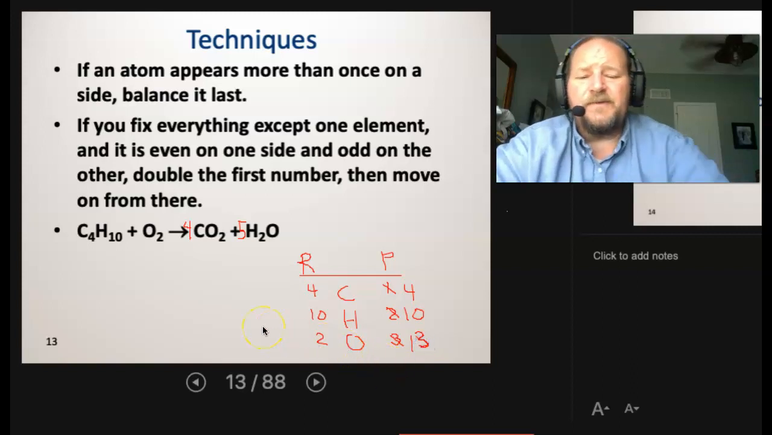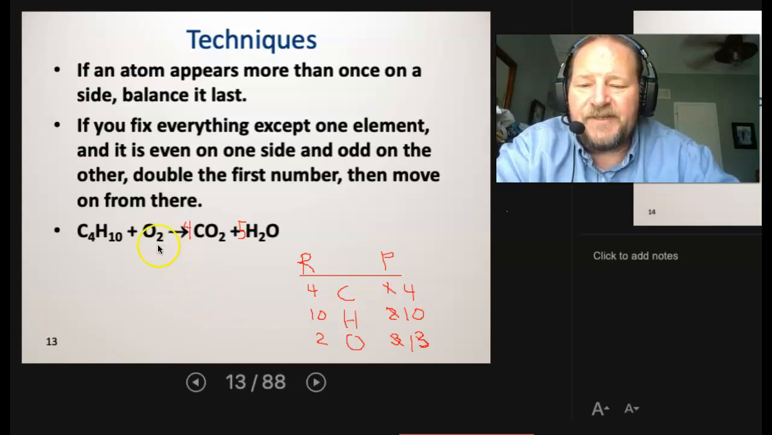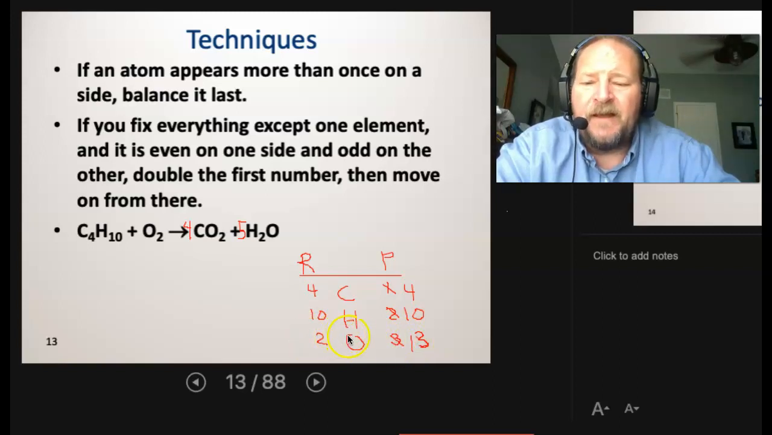All right, now here's where the doubling trick is going to come in. Carbon and hydrogen look good. Oxygen needs to be 13. Unfortunately though, it comes in 2s. So the only way I can make this work is by multiplying the 2 together. So 2 times 13 gives me 26. Now on the formulas, what I'm going to do is this. I'm going to take that odd 13 and I'm going to put it in front of the O2.